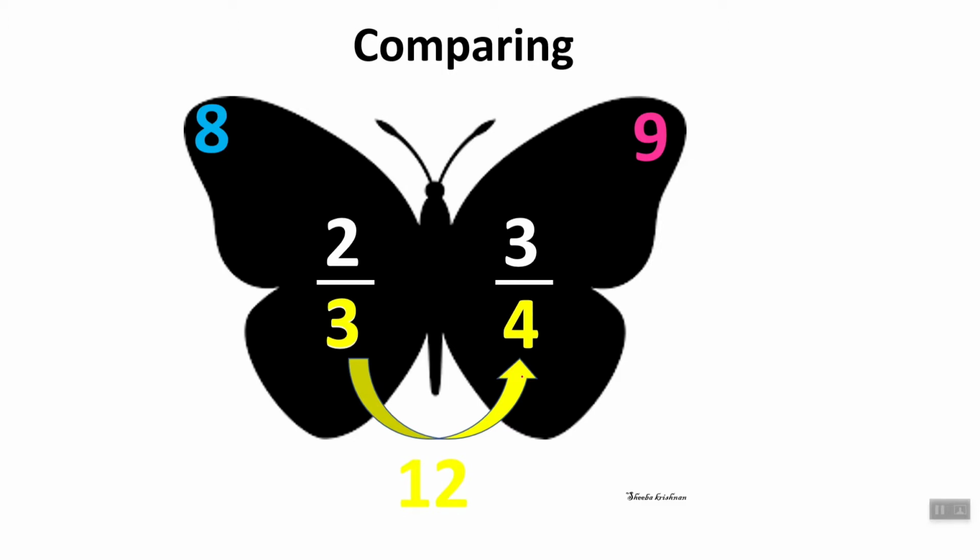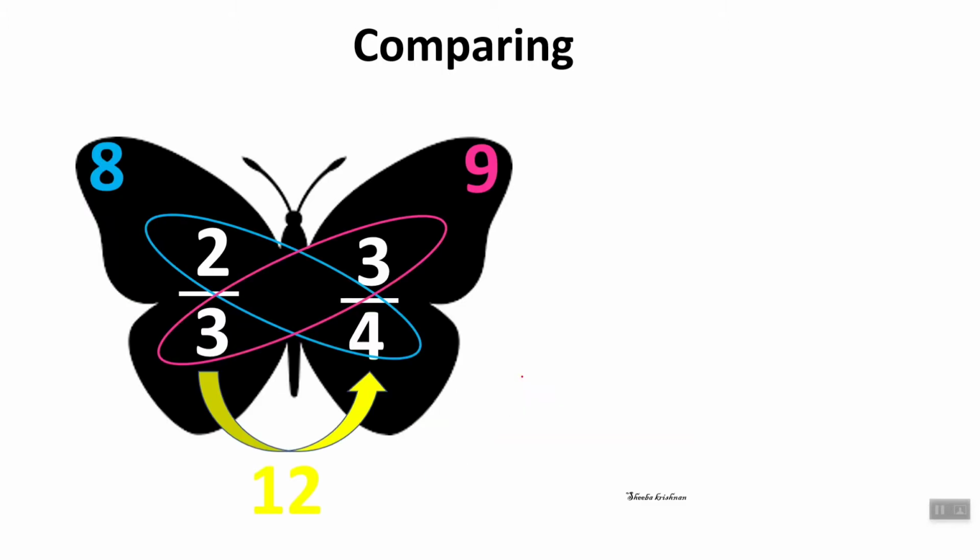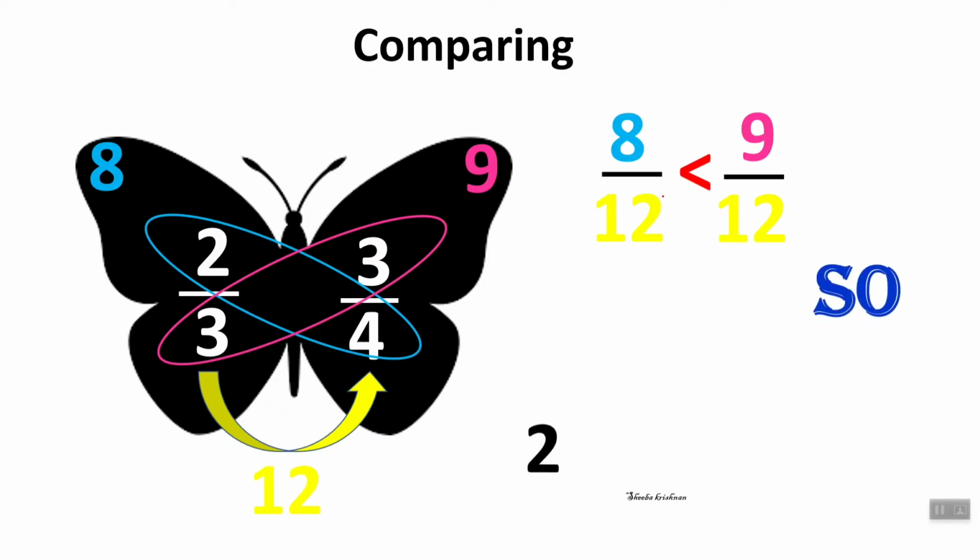Now let us compare these fractions, that is 8 by 12, then 9 by 12. So we know 8 is smaller than 9. So 8 by 12 is smaller than 9 by 12. That means 2 by 3 is smaller than 3 by 4.